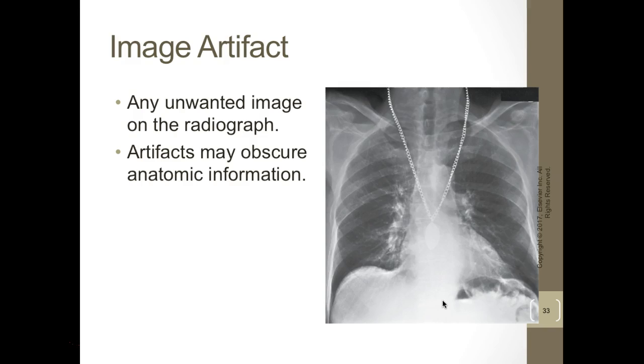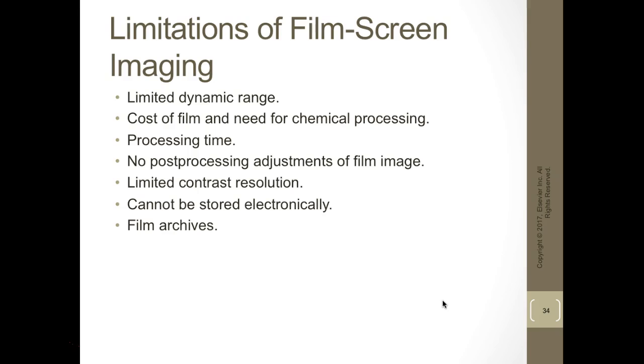Image artifact is anything unwanted on the radiograph. It can be a multitude of things. In this one, very clearly, it's a necklace. So you have to remove all image artifacts so that you can see the anatomical tissues.